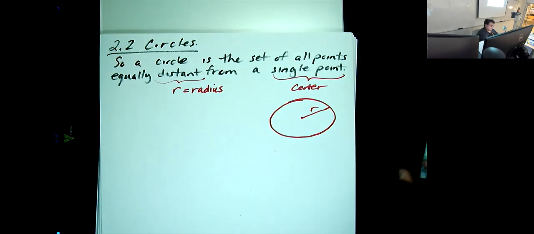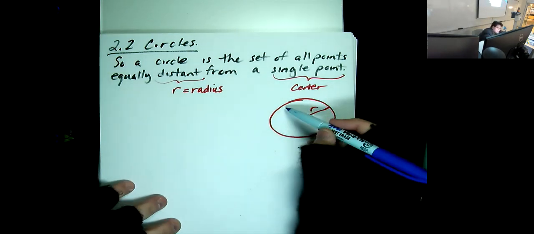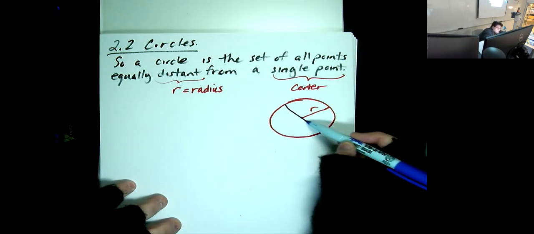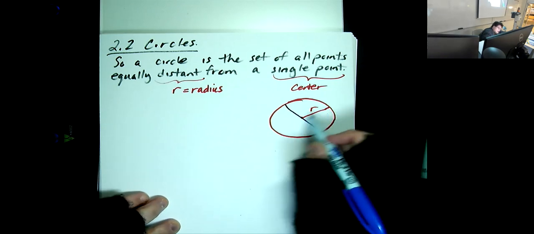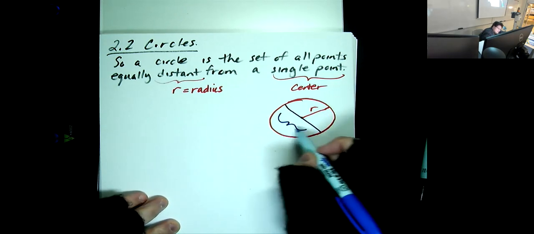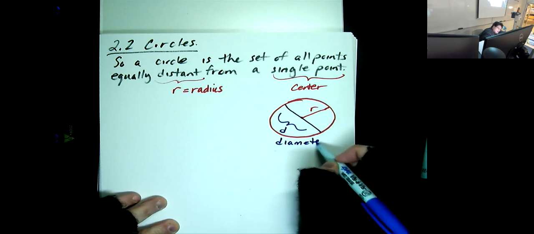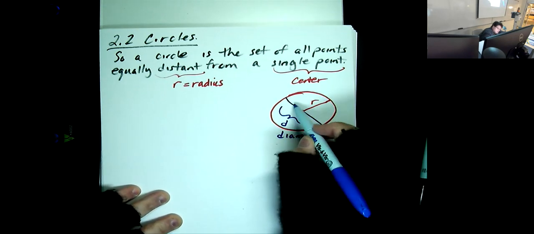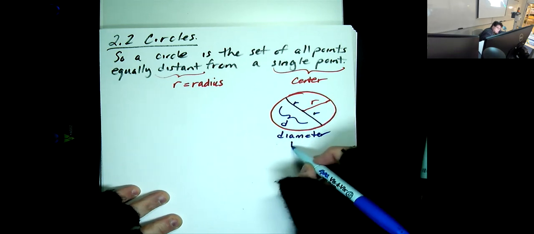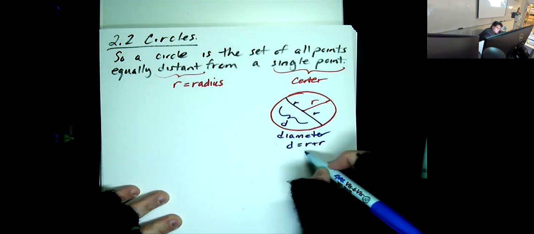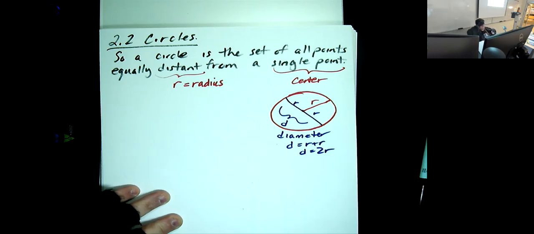A little bit more information about a circle: the line that goes directly through the center and hits both sides, the full length is called D, the diameter. And you'll see that D is just R plus R, or 2R.